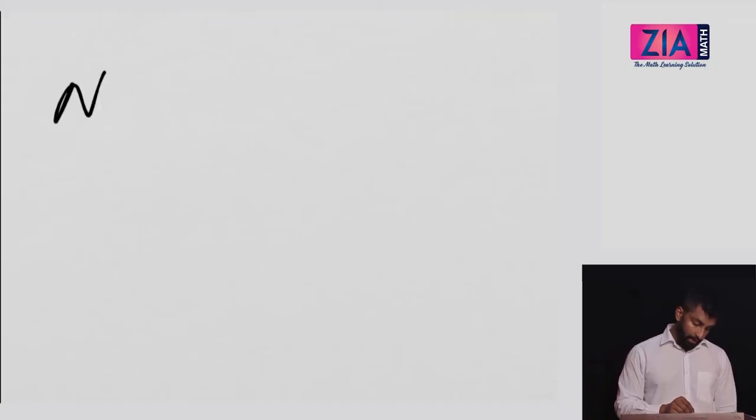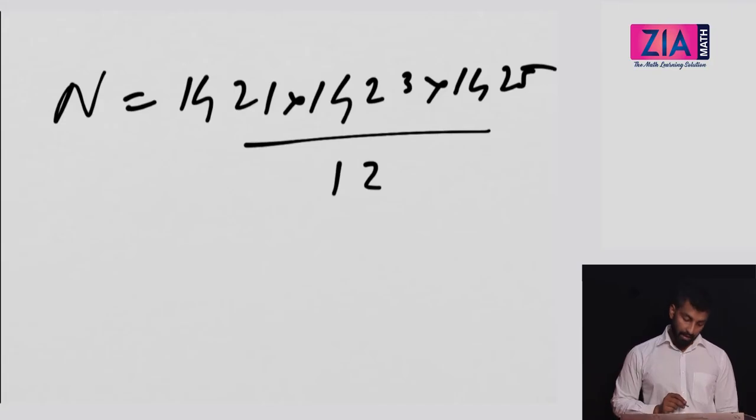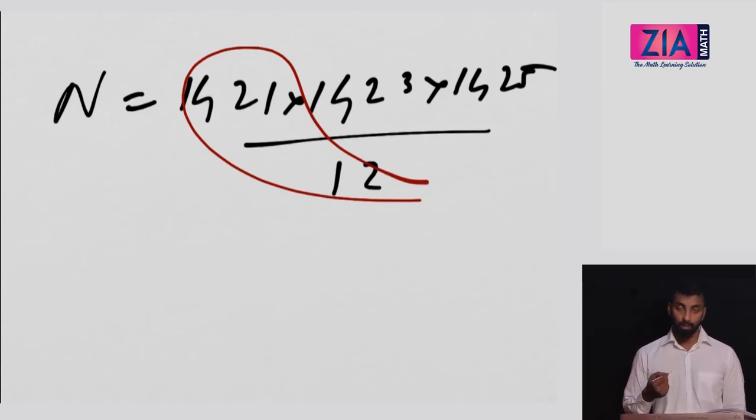Now in this question, n is given as 1421 into 1423 into 1425 divided by 12. You need to see the remainder, right? So the basic remainder theorem is what you need to apply. We have already discussed this question, right? So you will see the individual remainders, right?